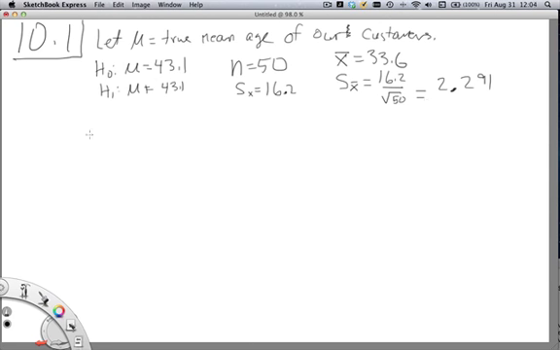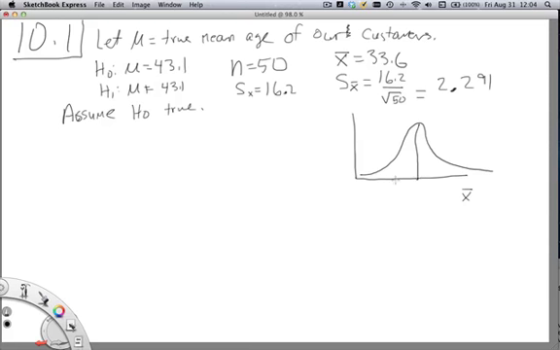Now, when we do a hypothesis test, we always start by assuming H naught is true. So if H naught is true, then the sampling distribution is going to be centered at the mean, which is 43.1, the population mean. Okay, so here's the sampling distribution of the mean, and due to the fact that we've assumed H naught is true, the mean of that is going to be 43.1.